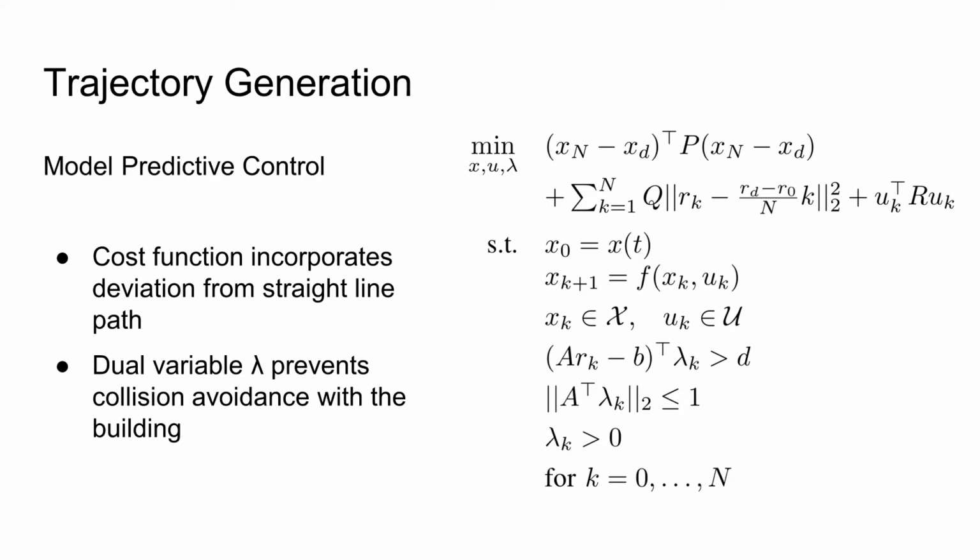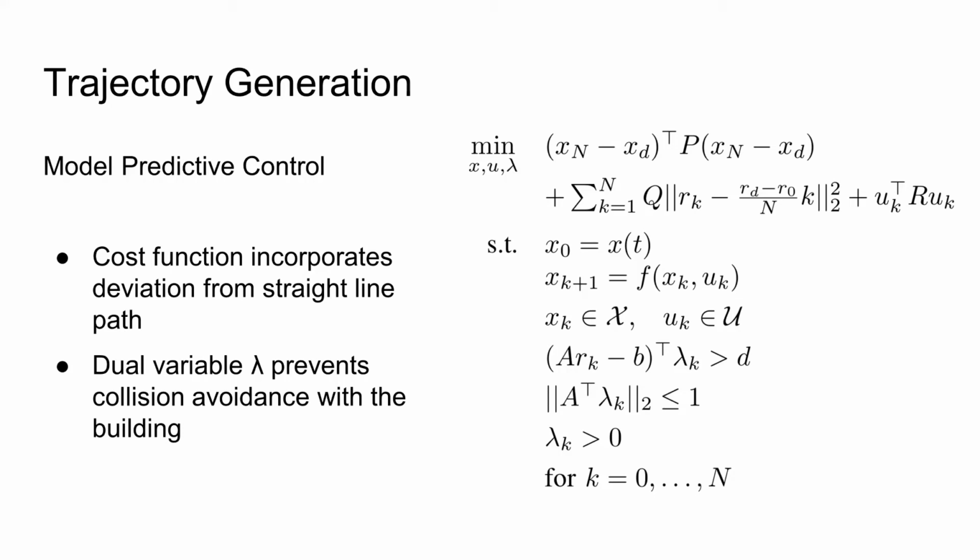To generate trajectories between waypoints, we use a model predictive controller. The cost function of the MPC weighs 3 attributes. First, the difference between the desired and actual states of the quadcopter at time n. Second, the deviations of the quadcopter from a direct straight line path between waypoints. And third, the magnitude of the inputs. This helps to generate trajectories that are direct and efficient while still ensuring dynamic feasibility.